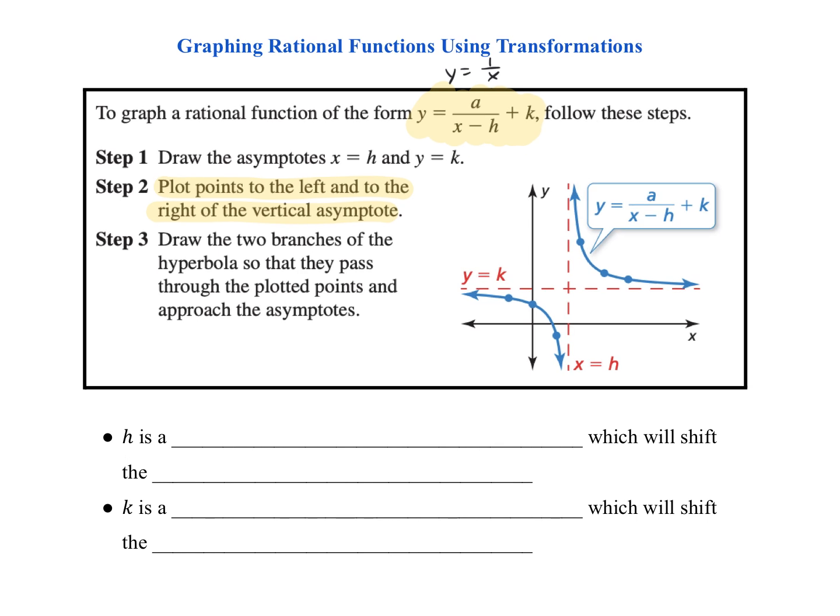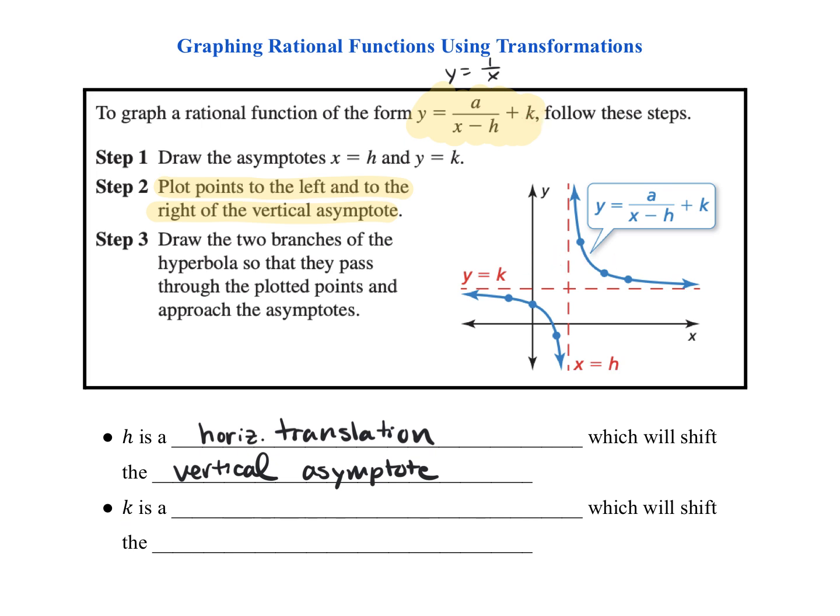So again, just a reminder, when we see this h here, h is a horizontal translation, which will shift the vertical asymptote. Right? If I have a vertical line and I shifted it up or down, it wouldn't change. But if I shift it left or right, it does.